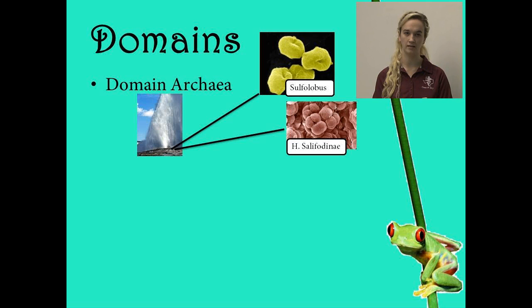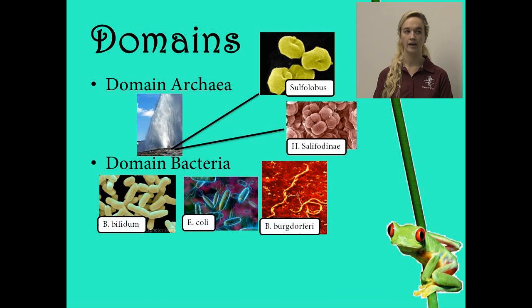If you are able to get a sample of that without getting burned and look at it under a microscope, there are these kinds of organisms. And these are 2 organisms from the domain archaea. And they're unicellular and they're prokaryotic, and scientists use them to run tests and all kinds of things. Then there's the category domain bacteria. And these are 3 examples of domain bacteria.